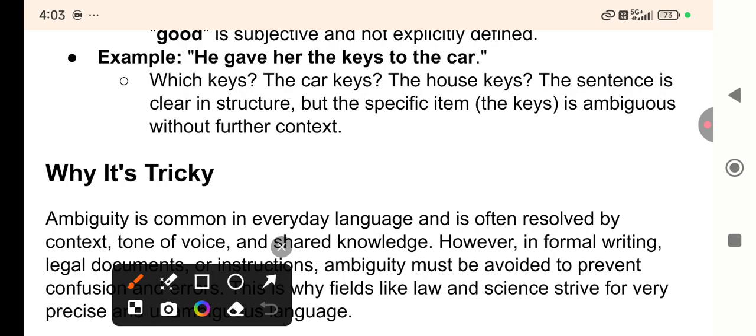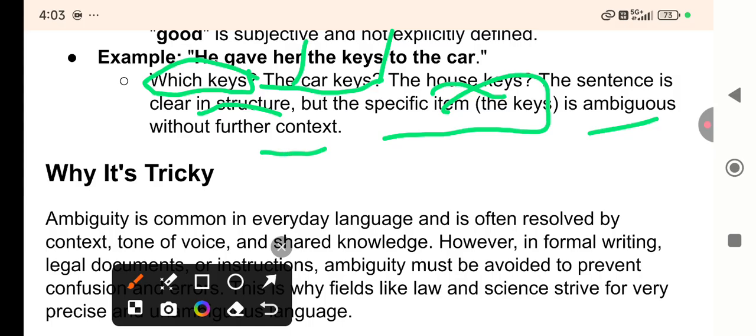When there are two objects, then that sentence is often confusing. He gave her the keys to the car. Now, which keys? The question is which keys? The car keys or the house keys? Because he gave her the keys. What keys? To the car. The sentence is clear in structure, but the specific item, the keys, is ambiguous without further context.